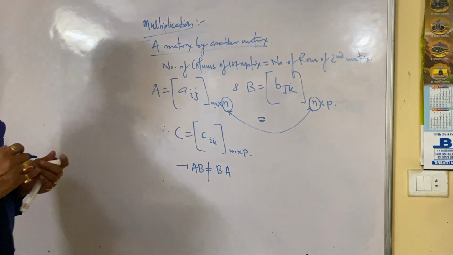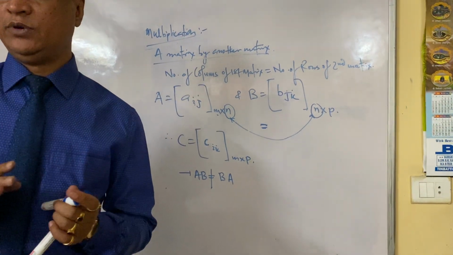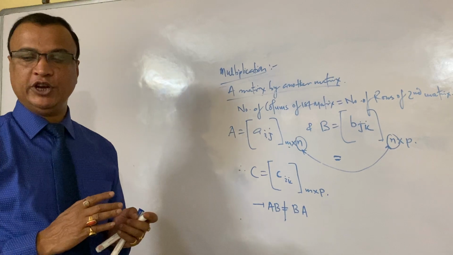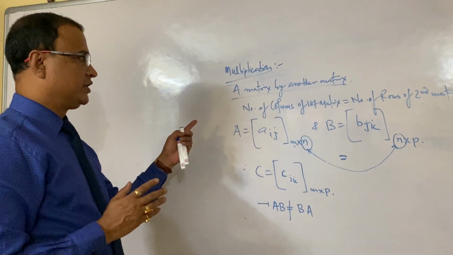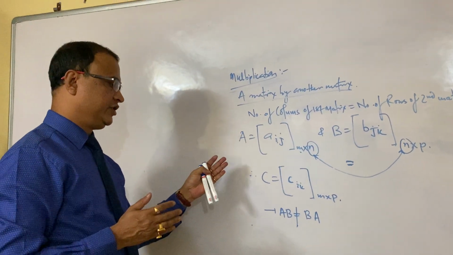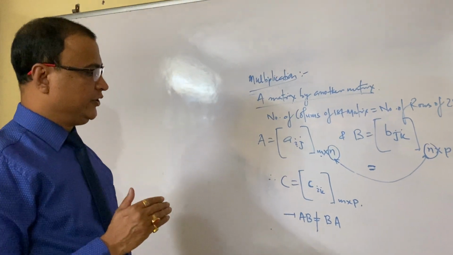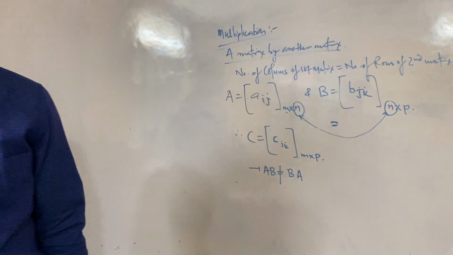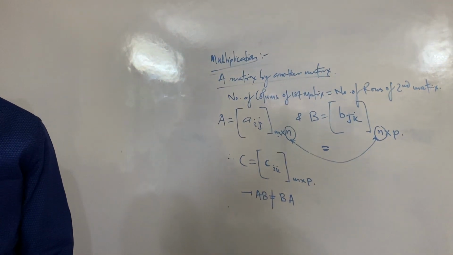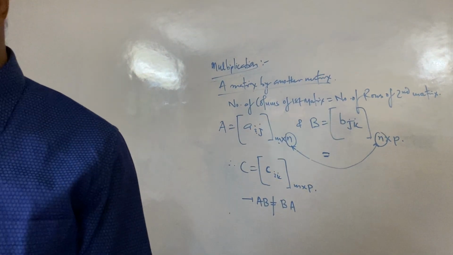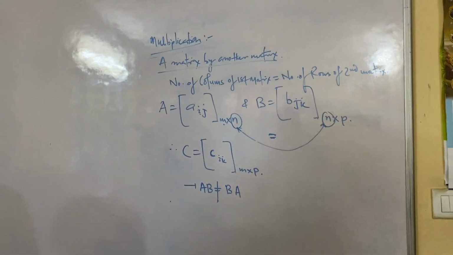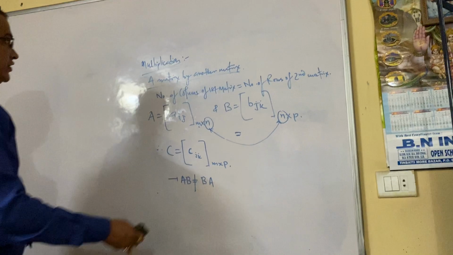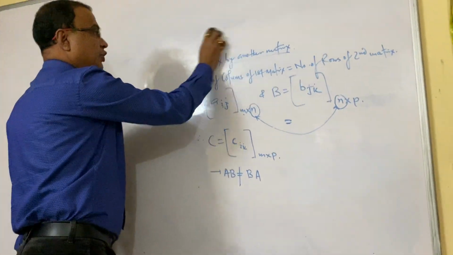In our simple algebra, A into B is equal to B into A, but in matrix multiplication, A into B may not be equal to B into A, because it may not satisfy the criteria for multiplication. It might happen that A into B is defined but B into A is not defined. We can check that by example also, and based on this we have many sums in our exercises. So let us do one question so that we can define this A into B and B into A.